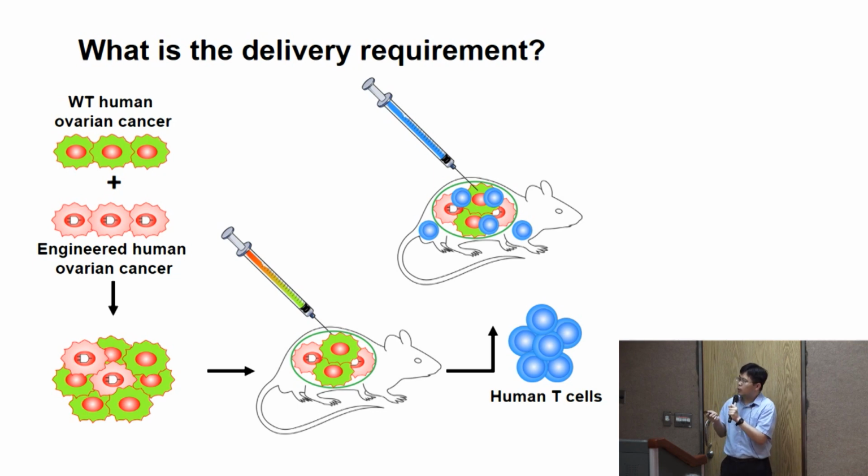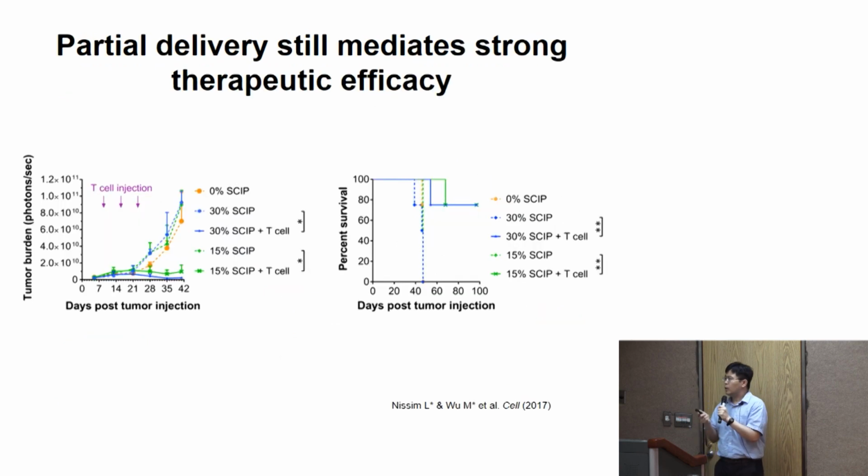And we want to know the delivery efficiency in a very precise manner. To do that, we mix the previously engineered ovarian cancer cells containing our circuit disproportionately with wild-type ovarian cancer cells and use this mixture to establish similar tumor models. And here's what we observe.